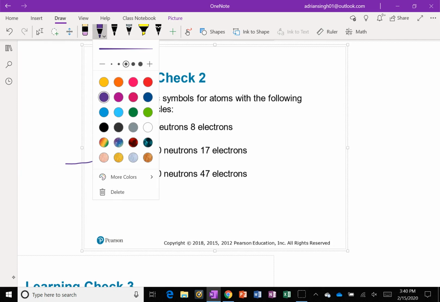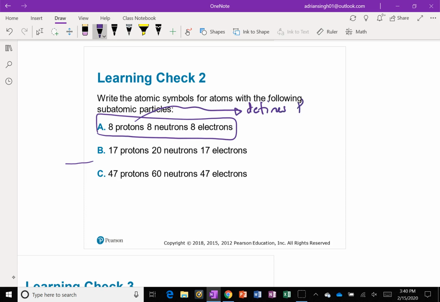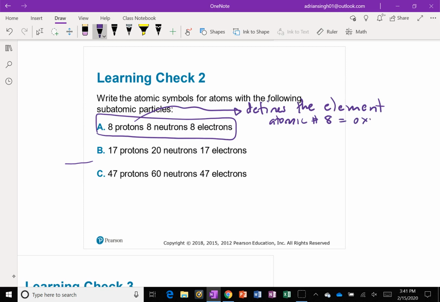All right, so let's say that we had an atom with 8 protons, 8 neutrons, and 8 electrons. So the number of protons, remember, defines the element, tells us what that element is, and we can just simply look that up on the periodic table. And if we look up 8 protons, which is the atomic number, that's equal to oxygen, right? So we know then that this is going to be O.